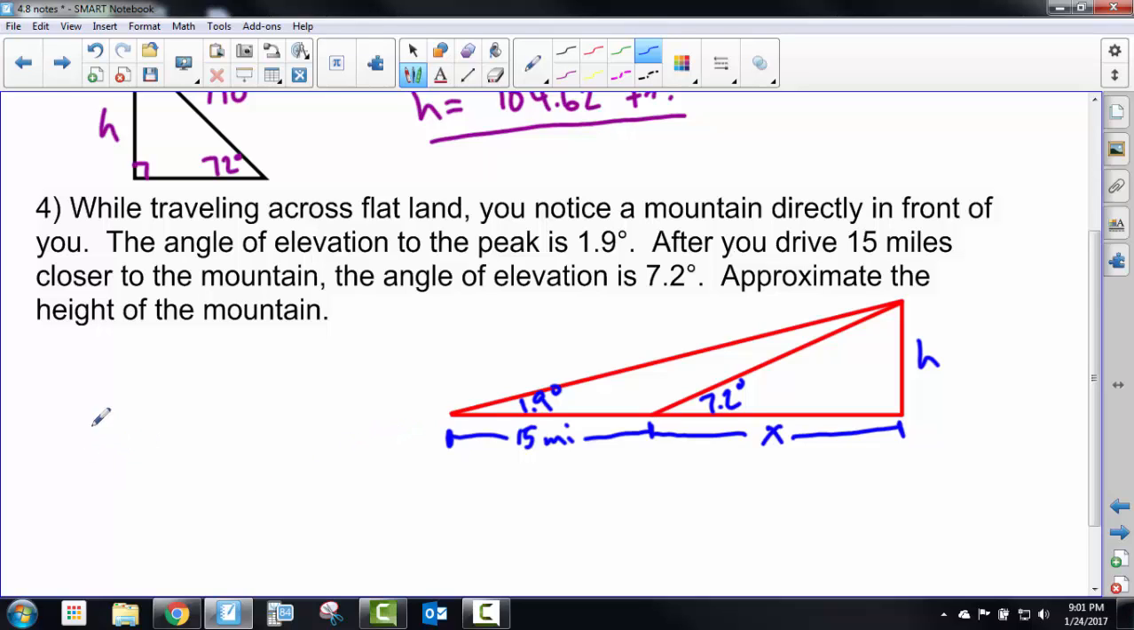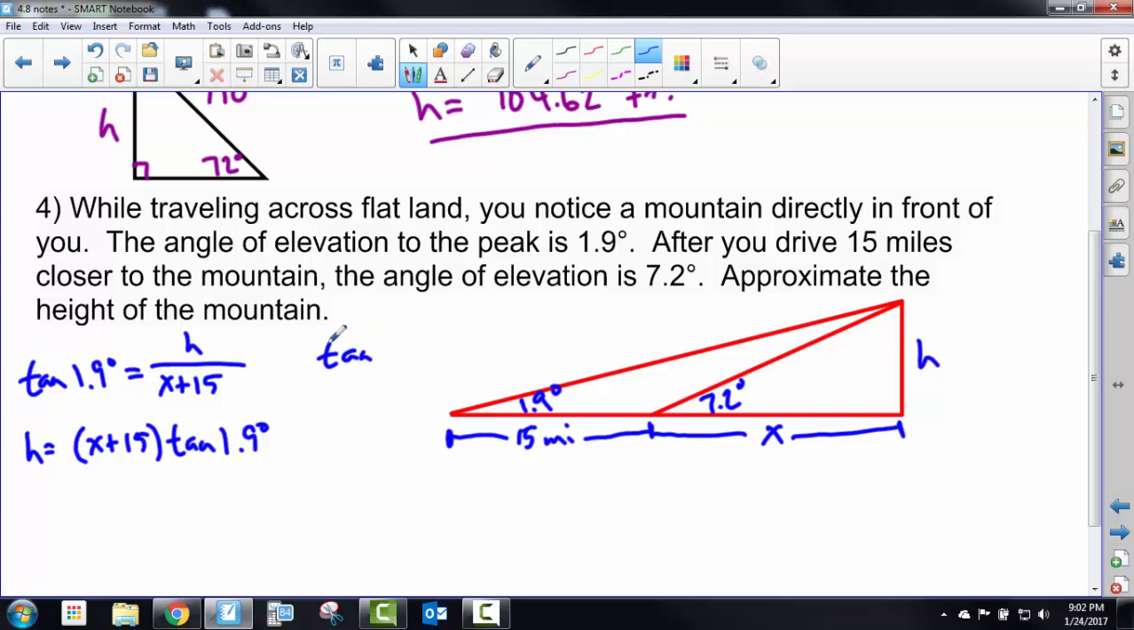And then we're going to use our tangent function. I know that the tangent of 1.9 degrees is equal to h, which is our opposite, divided by the adjacent side, which would be x plus 15. I could solve this for h pretty quickly. h is equal to (x plus 15) times the tangent of 1.9 degrees. And then I have another tangent set up over here. I know the tangent of 7.2 degrees is equal to h over x. Again, we can solve quickly for h, and it's x times the tangent of 72 degrees.